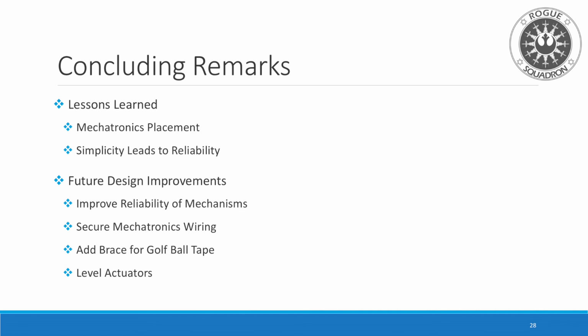Future design recommendations include improving reliability of mechanisms through more testing and modification, making the wiring for mechatronics more secure, adding a brace for the golf ball tape to improve the tape stability, and leveling the actuators which triggered the hinged flattening arms to shorten the time required to reach the contours. Any questions?